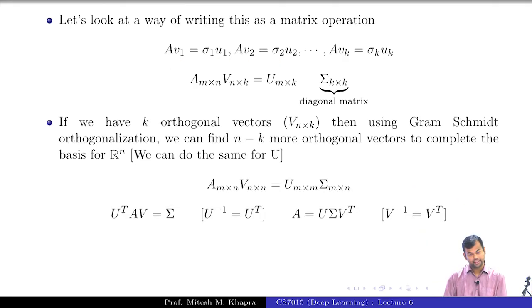And if you have K orthogonal vectors, remember I said that this basis consists only of K dimensions, because those are the set of vectors which can act as input to A. But I want a basis for the full Rn. So what do I do for the remaining n minus K? You've heard of Gram-Schmidt orthogonalization, right? If you are trying to construct a basis for Rn, and I give you K orthogonal vectors, you can construct the remaining n minus K using Gram-Schmidt orthogonalization. So you can get the full basis.